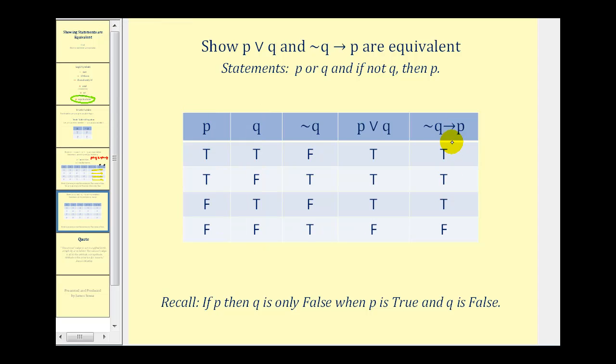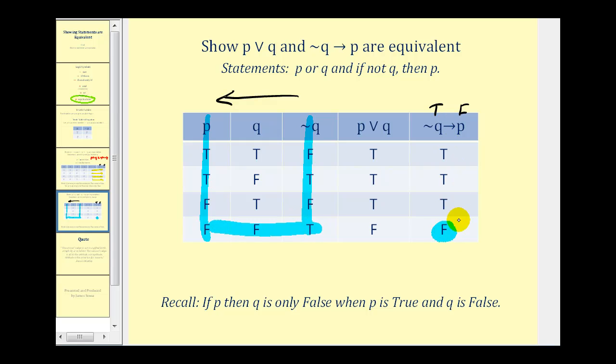And now we're going to take a look at if not Q, then P. We need to be a little careful about this one because we're going to be looking at these columns in the opposite direction. Here's our hypothesis, not Q, and here's P. So we'll look at this from right to left, and again, the only time this is going to be false is when not Q is true and P is false. Not Q is true here and P is false here, which is the only time this conditional is false.